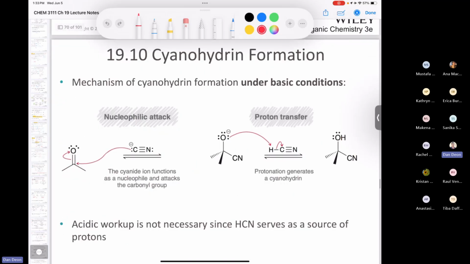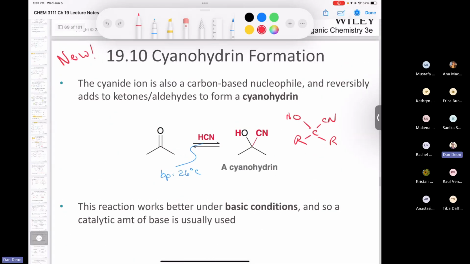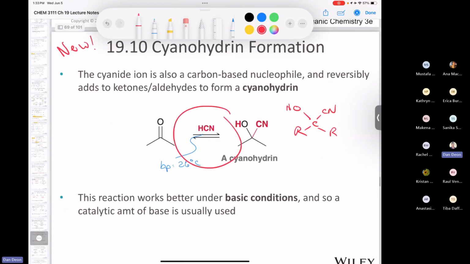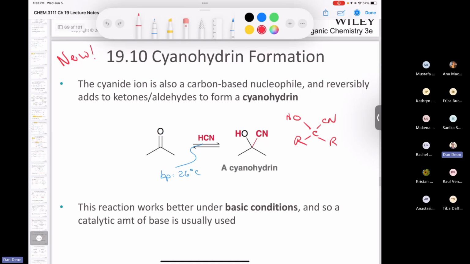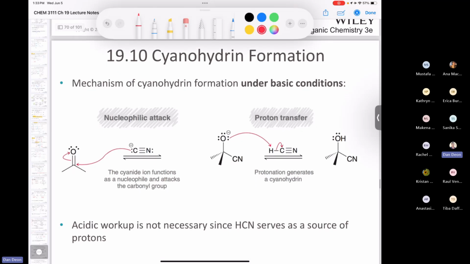Anyhow, so here is the mechanism of cyanohydrin formation under basic conditions. So what they found is that this reaction here is actually really slow. It's a very sluggish reaction. And so I forget who it was, but somebody discovered, I think it's Arthur Lapworth maybe, that if you take a tiny bit of base and you put some base in here, then you have some cyanide ions as well, and that you end up with a much faster reaction. So this is the mechanism when you have a catalytic amount of base in with your HCN, right?